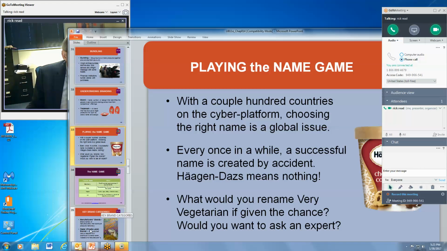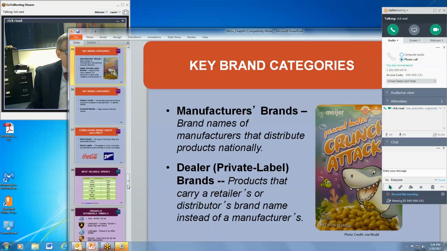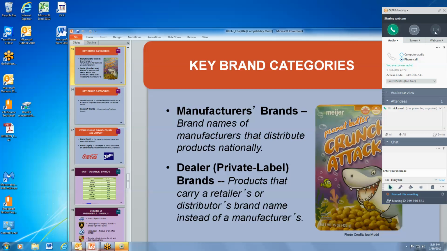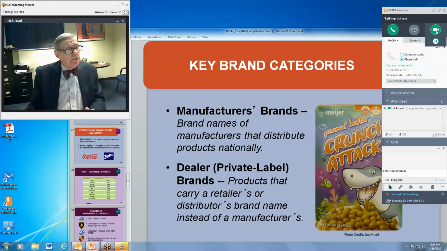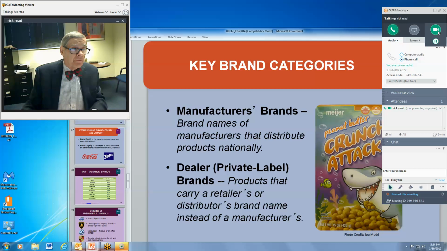All right, we're going to move on here. We have some brand name categories, the manufacturer's brands. And again, here, what they say here, brand names of manufacturers distributing products nationally. Dealer or private label brands, these are essentially the same brand, same as the manufacturer's brand, except they're sold under the dealer's private label, and usually for a little bit less money.